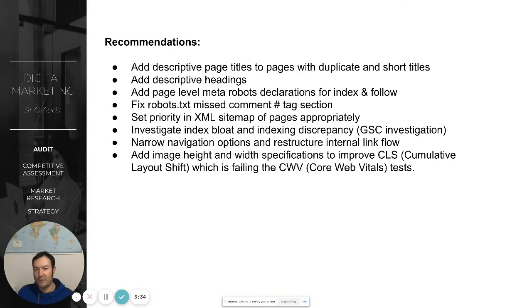So we do need to investigate the index bloat issue and index discrepancy. We found almost 10 times more pages from a Google site search than there are navigable on the site through a couple of different technical crawls. So that needs investigation. No conclusion on that yet from this report. What we do see with this site is a really, really broad navigation structure. So we recommend restructuring that a little bit. And then for the mobile and in fact the desktop performance, the cumulative layout shift fails the Core Web Vitals, and it's actually for a really simple reason, which I'll talk more about later.